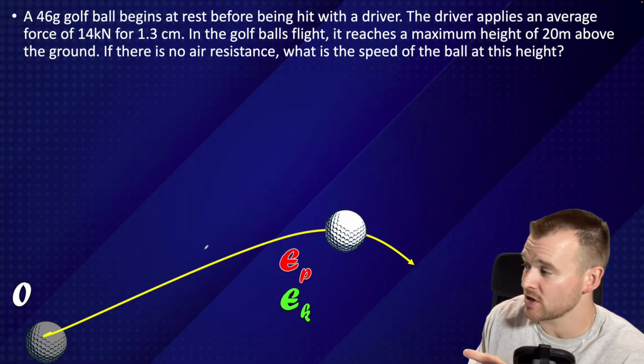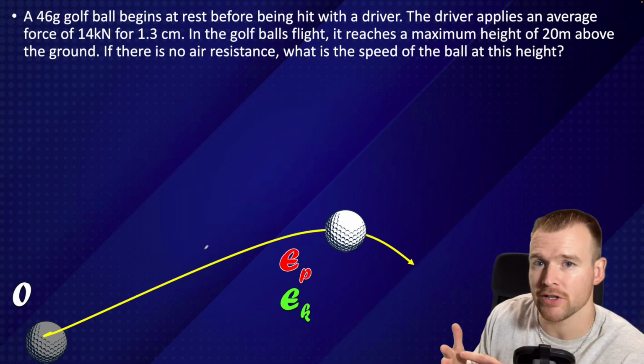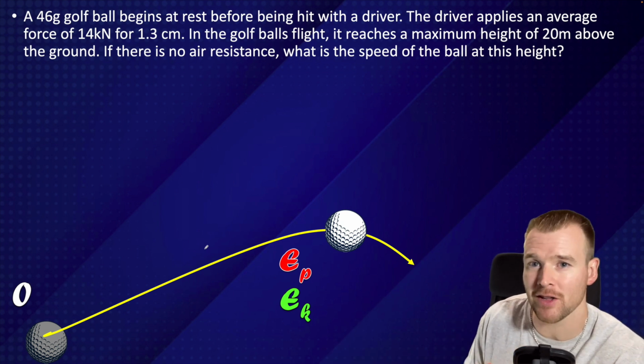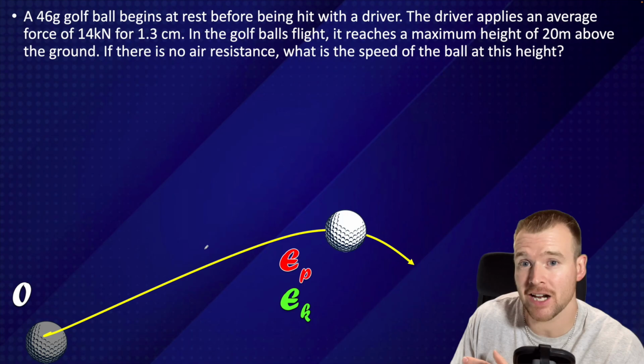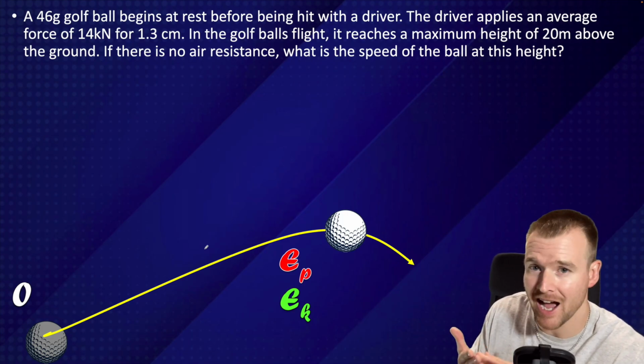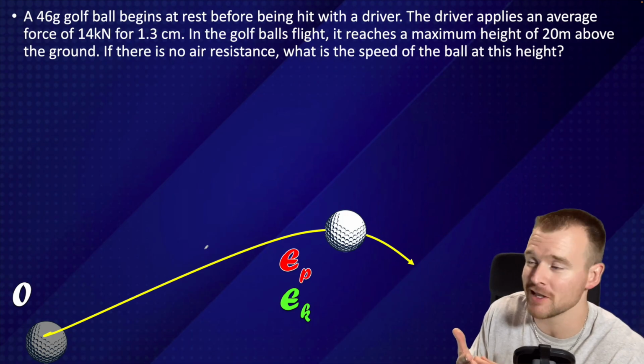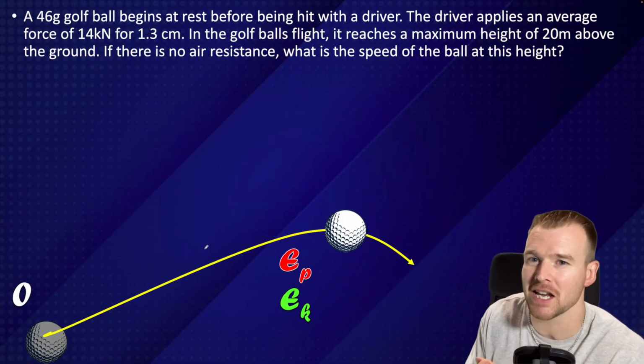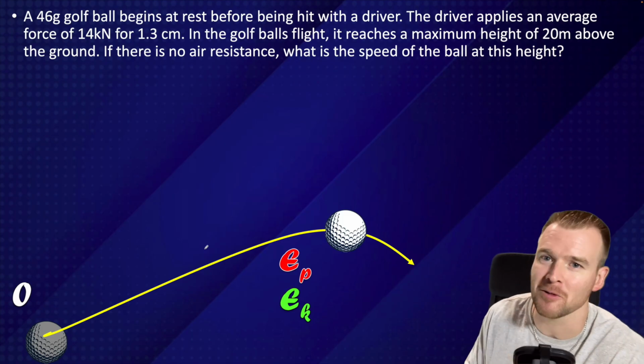So this would be a situation where I had no energy, now I do have energy. Some work has been done on the system. How do we increase its energy? We applied a force over a distance. That driver applied a high amount of force, 14 kilonewtons, over a short distance, just a couple centimeters, to send it launching in this direction.